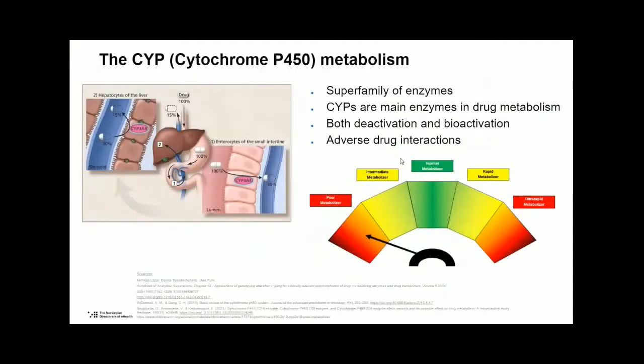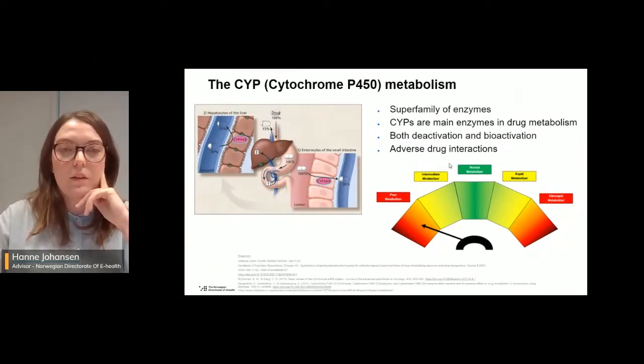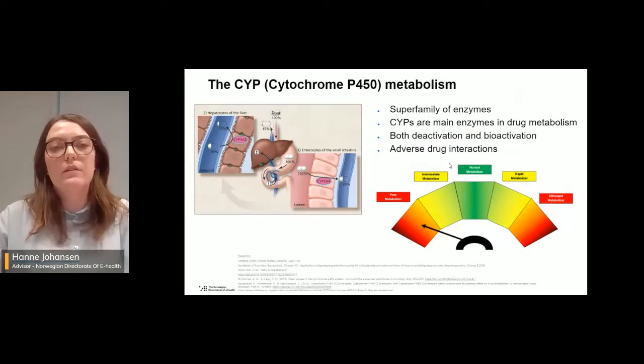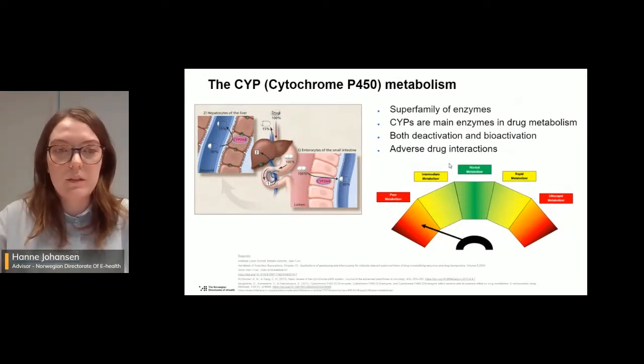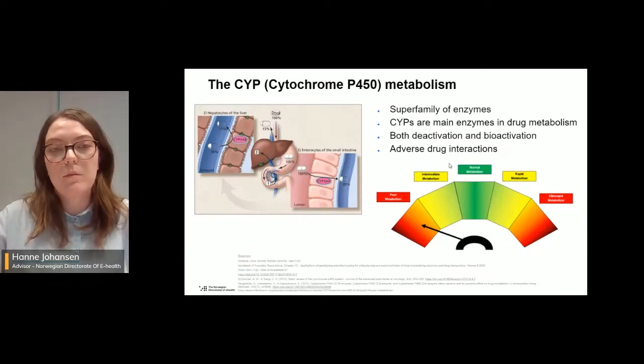The cytochrome P450 metabolism, also called the CYP metabolism, is a superfamily of enzymes that are important for the clearance of various compounds, as well as for hormone synthesis and breakdown. And CYPs are the major enzymes involved in drug metabolism, accounting for up to 90% of the total metabolism of the most commonly prescribed drugs. And this metabolization happens principally in the liver.